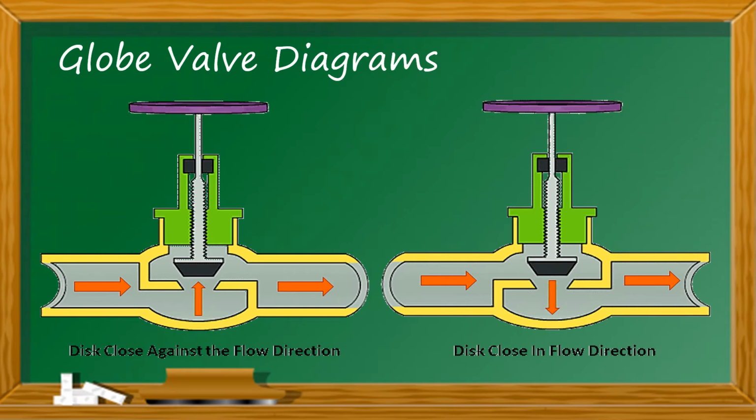Now here I have just put two different pictures of the globe valve. One is when the disc is closed against the flow direction. You can see that the flow goes here, this is the flow direction, and it goes upwards, and then it is opened up. Then when this closes in the flow direction, this is how the globe valve functions.